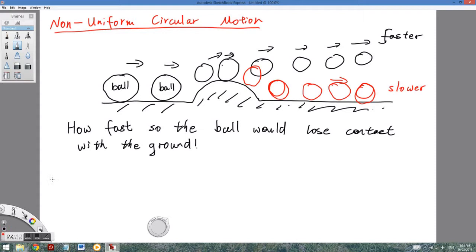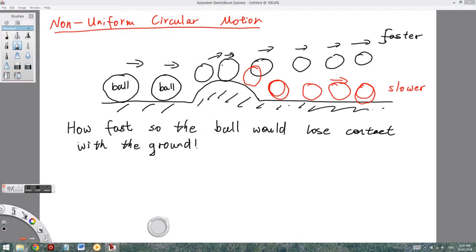Now the idea is we assume this hill is in circular motion. It's a circle, it has a radius of r. Because the ball moves horizontally, but it experiences a vertical force, it's a non-uniform circular motion. It is not a uniform circular motion anymore.